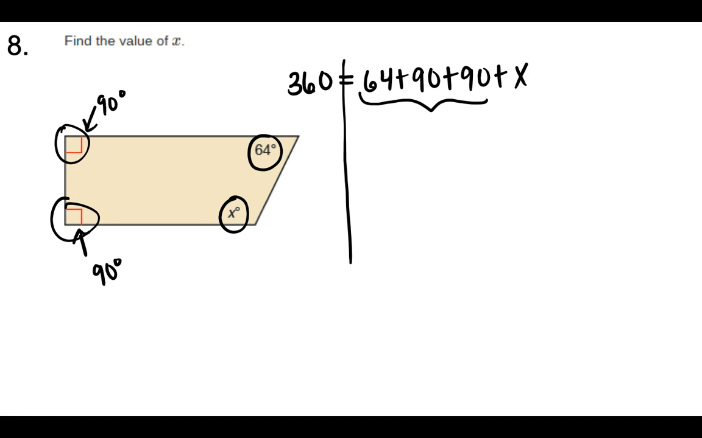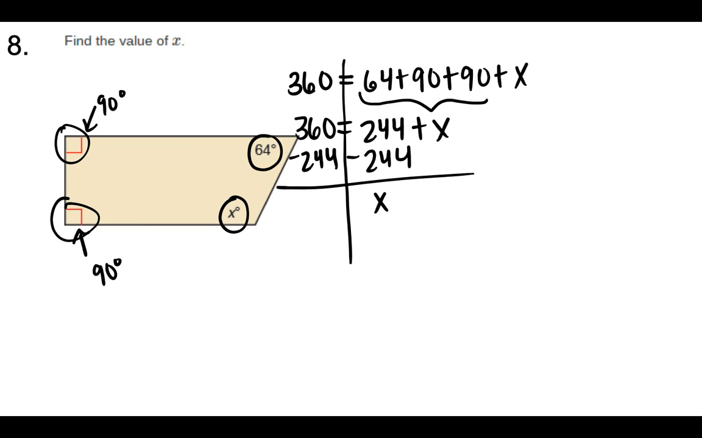So 64 plus 90 plus 90 is going to give me 244. So I get 360 equals 244 plus x. To solve for x, you're going to subtract 244 from both sides. And that's going to leave you with x equals 116 degrees. So that's how you solve for x for a quadrilateral. Okay, let's move on to the next one.